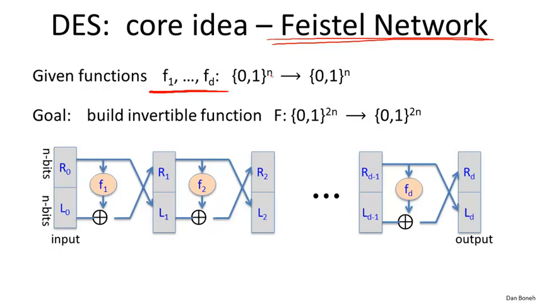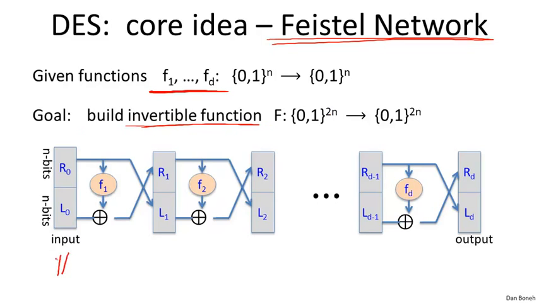They don't have to be invertible or anything. What we want to do is build an invertible function out of those d functions. And the way we'll do it is by building a new function, we'll call it capital F, that maps 2n bits to 2n bits. And the construction is described right here.